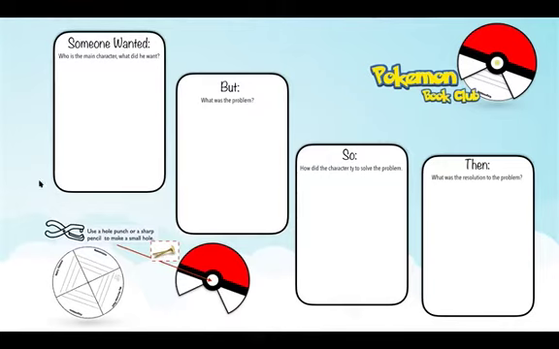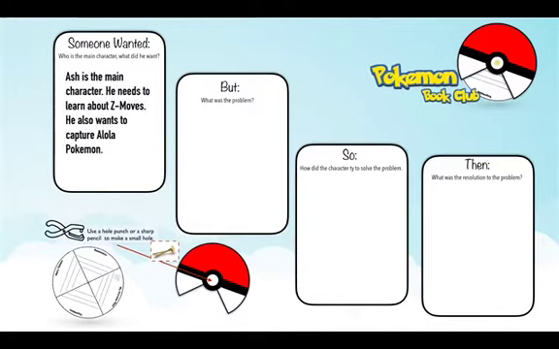We're going to start right here with "somebody wanted." We're going to talk about who is the main character and what did he want. Well, Ash is the main character, and he needs to learn about Z moves, and he also wants to capture Alola Pokemon. Now, that's my answer to this section. You are welcome to copy what I have done on the screen. That's perfectly fine. 2 thumbs up if that's what you want to do.